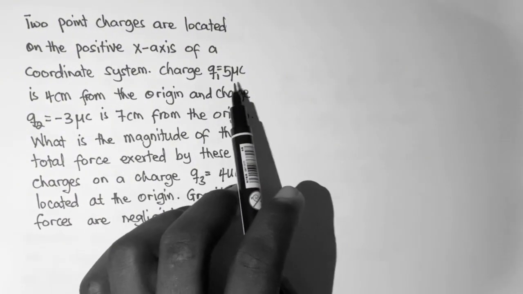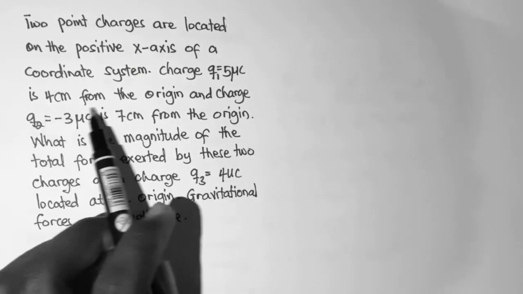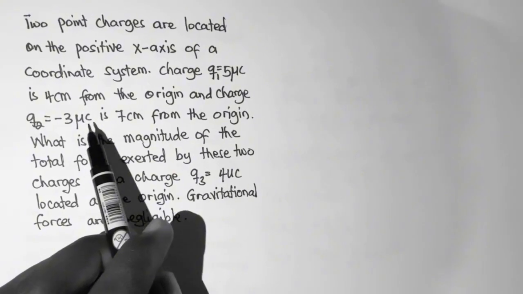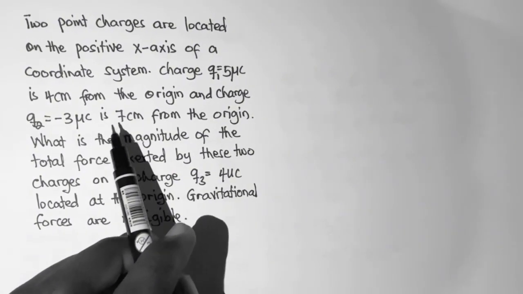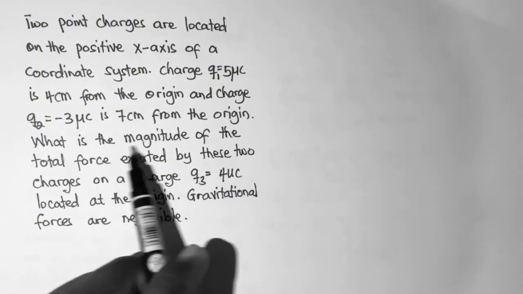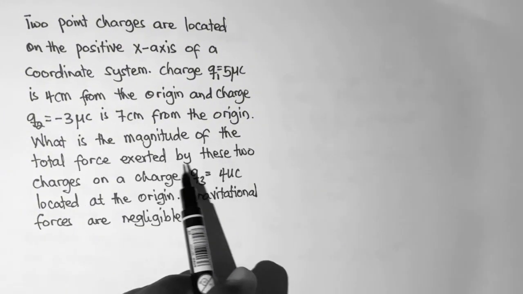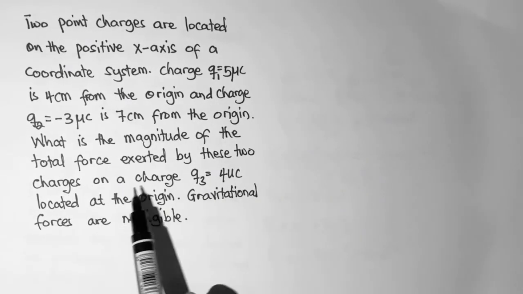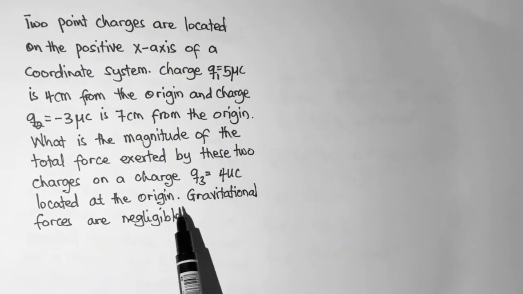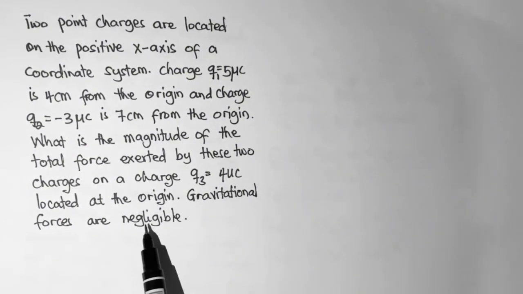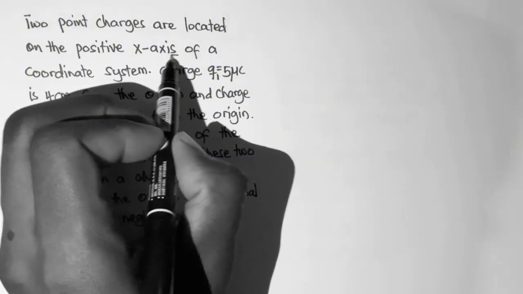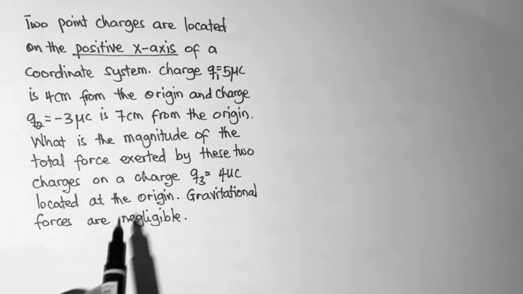2 point charges are located on the positive x-axis of a coordinate system. Charge Q1 equals 5 microcoulombs, is 4 centimeters from the origin, and charge Q2 is minus 3 microcoulombs, is 7 centimeters from the origin. What is the magnitude of the total force exerted by these two charges on a charge Q3, which is equal to 4 microcoulombs located at the origin? Gravitational forces are negligible.